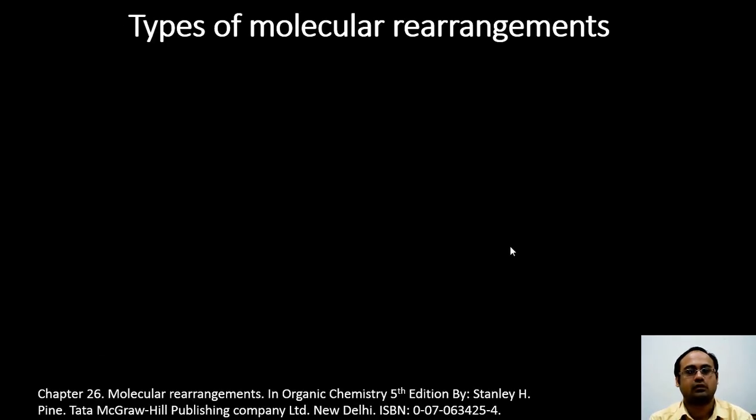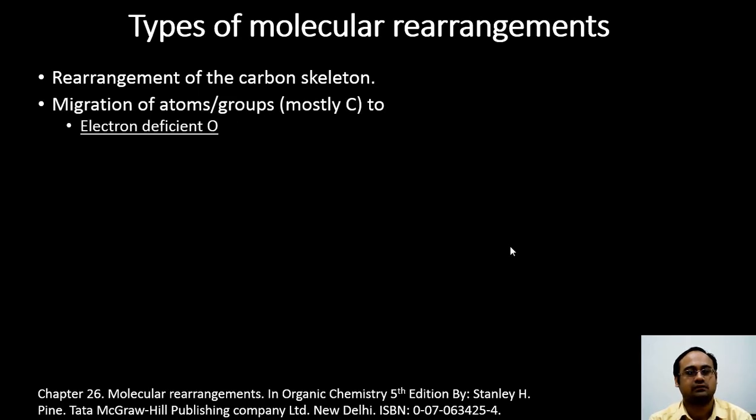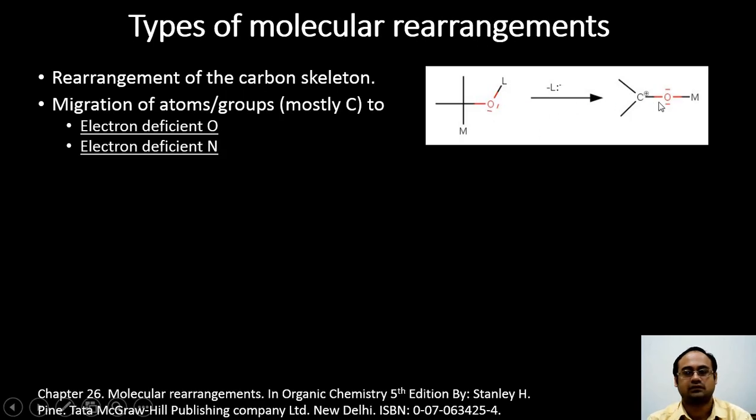So there are different types of molecular rearrangements. The rearrangements which mostly involve rearrangement of the carbon skeleton happen mostly due to the migration of atoms or groups, mostly containing carbon, to an electron deficient oxygen. For this, a general reaction can be cited in which oxygen is attached to a leaving group, and these bars indicate lone pairs. They are not a negative charge. This is the usual way of representing a lone pair in Marvin Sketch. The leaving group will leave and a migrating group will migrate to the oxygen, leaving behind a carbocation which will further react.